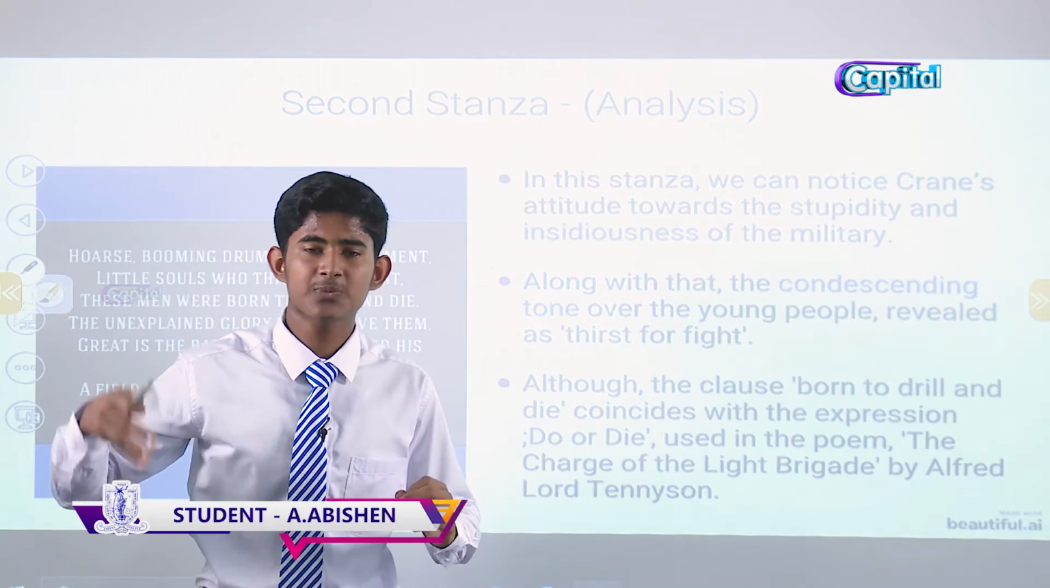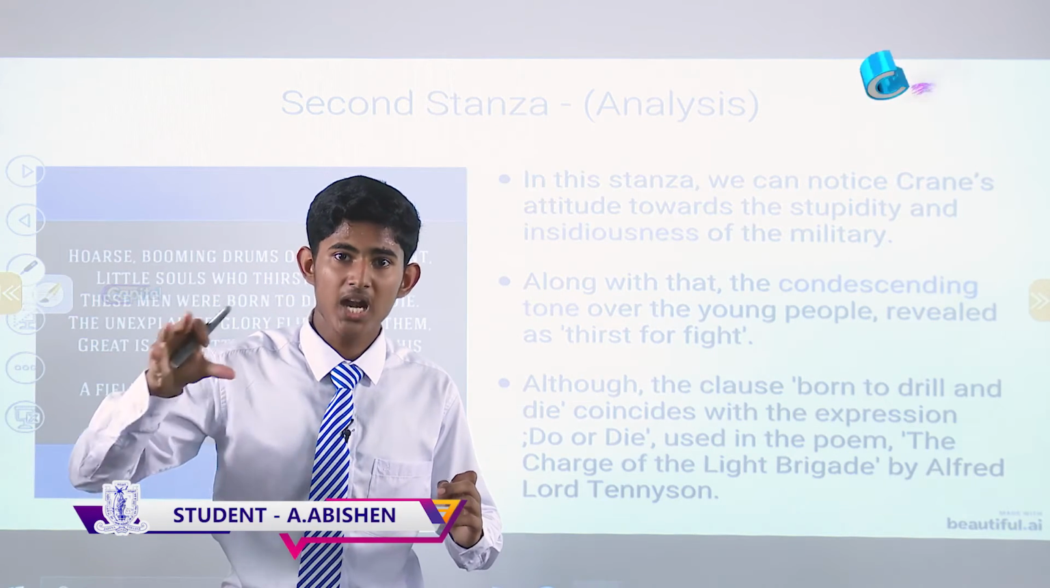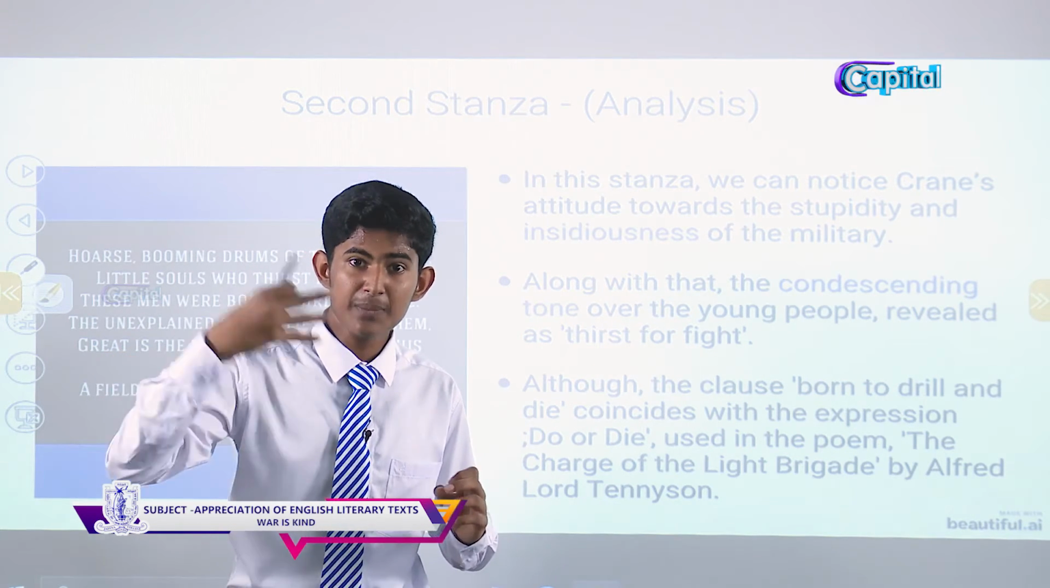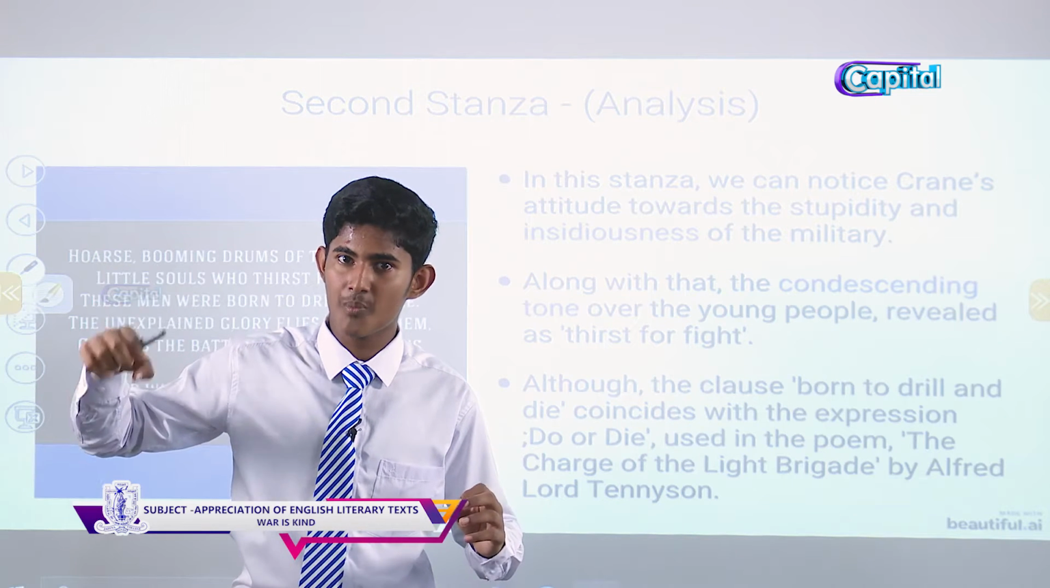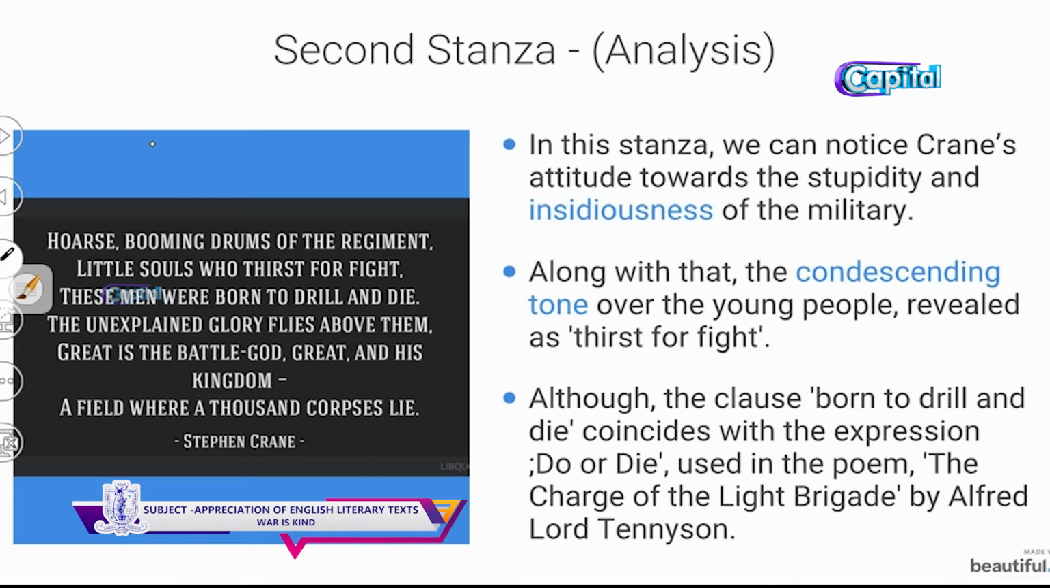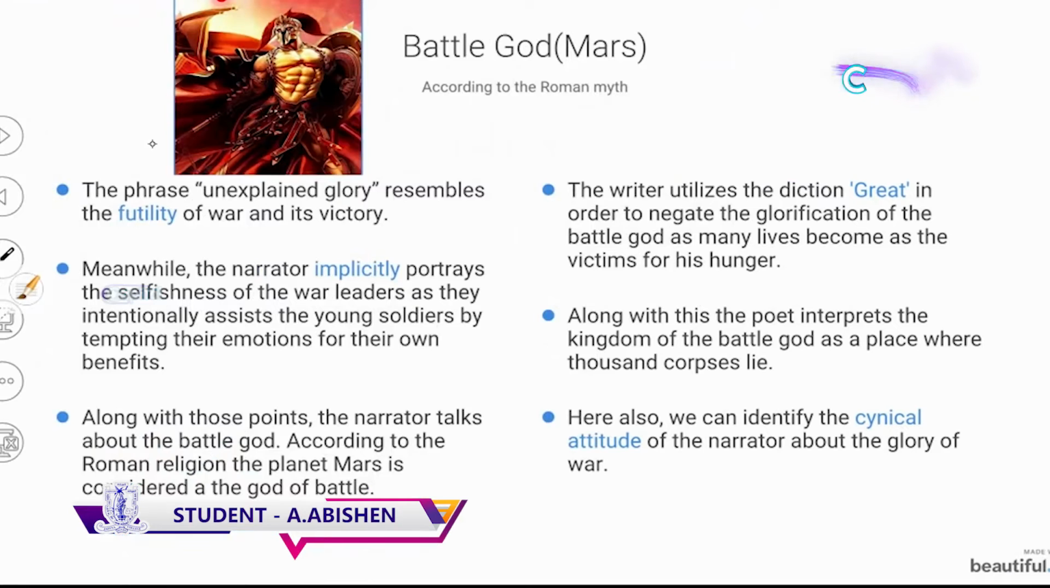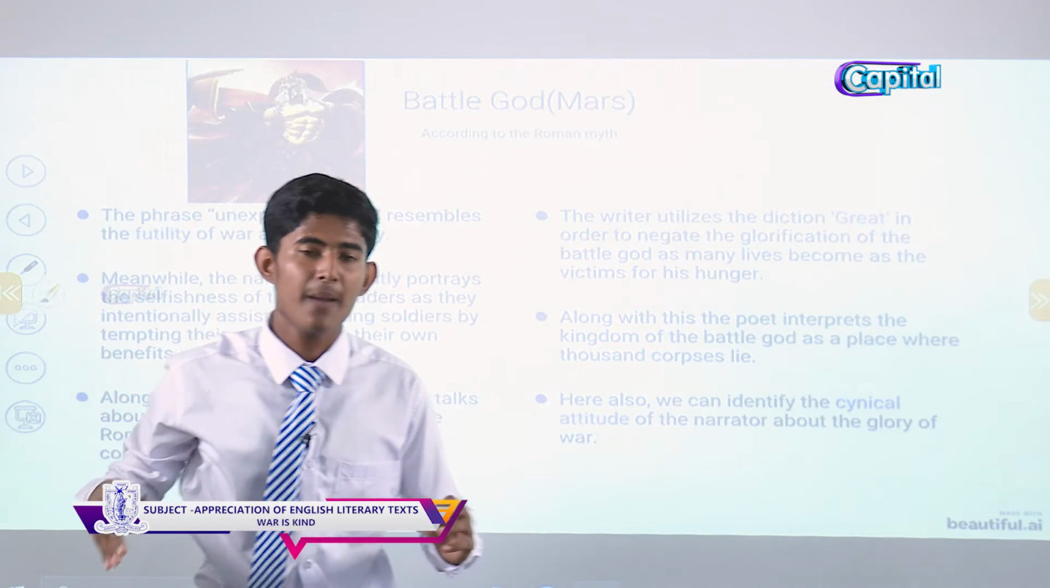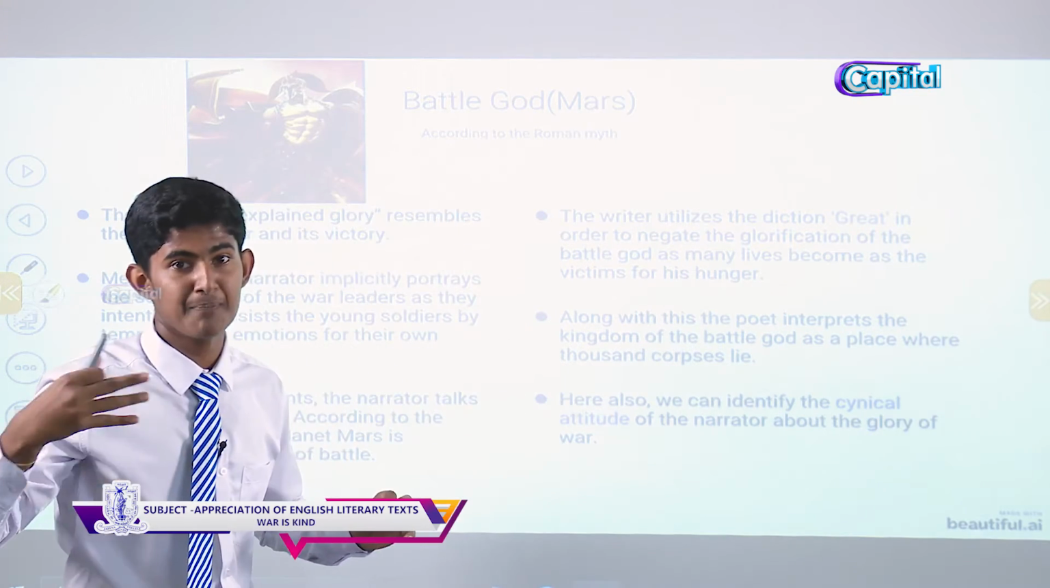Then the unexplained glory flies above them. The unexplained glory resembles the illusion made by the warmongers for these young men. Then, great is the battle god, great and his kingdom. Here you can see the picture of a battle god. According to the Roman mythology, battle god refers to the planet Mars.